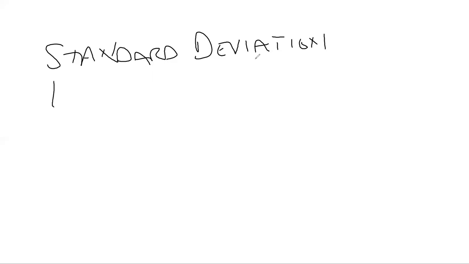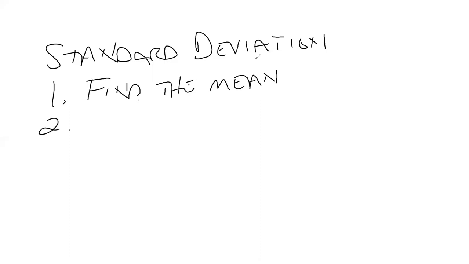Step one is to find the mean. Step two is to find the deviation of each number. We take each value, which is x, and subtract the mean. That's step two. Step three is we square each of those numbers from step two.